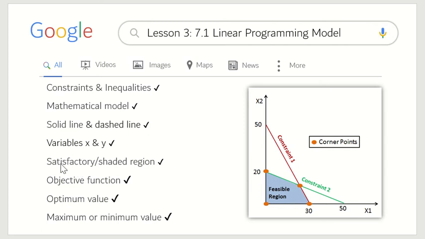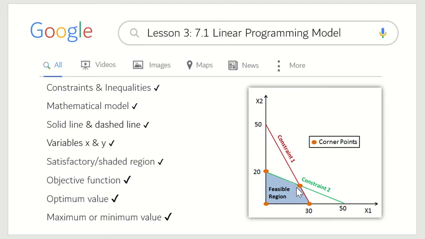Then we also learn about the objective functions. What is the objective function? We create a function. Then it's a line. Then we find out which one is the maximum, which one is the minimum. Okay, so let's say this is the minimum point, then where is the maximum? This is the maximum, right?